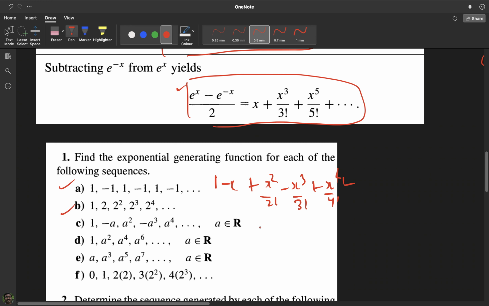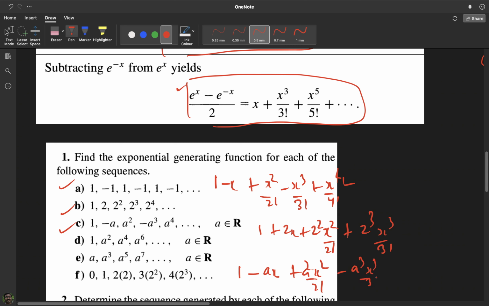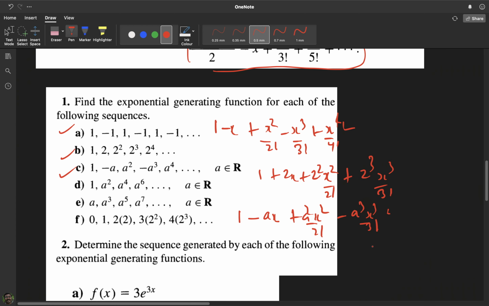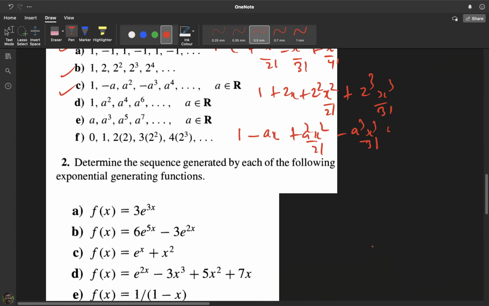What is it? It is actually, you can write it as 1 plus 2x plus 2 square x square by 2 factorial plus 2 cube x cube by 3 factorial plus etc. Now look at this problem. What is it? Again it is 1 minus ax plus a square x square by 2 factorial minus a cube x cube by 3 factorial plus etc. So you can look at these problems also, try to write down on this.